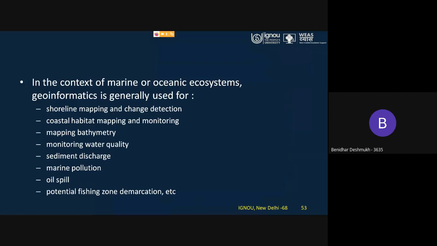These are the two parameters used to prepare a map of potential fishing zone, and those maps are prepared and put on a website, particularly by the Indian National Center for Ocean Information Services, which is based at Hyderabad under the Ministry of Earth Sciences. They prepare these maps and put them on the website, and the fishermen use these maps for catching the fish.